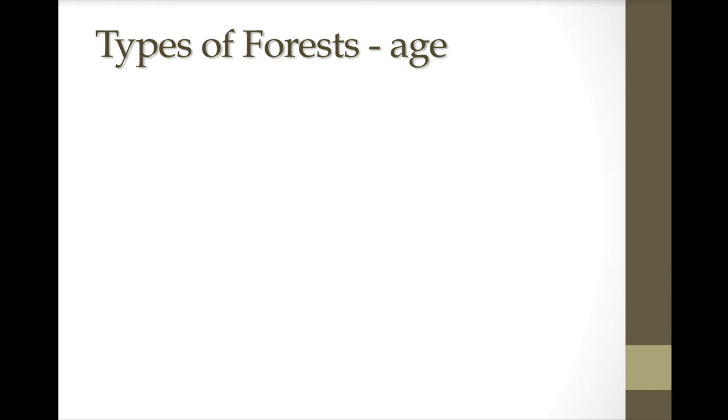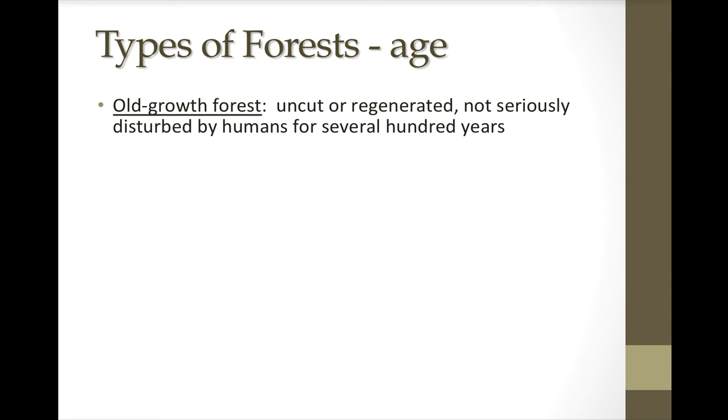Now, forests also vary based on age. The first type is called the old growth forest. These are forests that have not been cut in several hundred years, or they've never been cut by humans. Regenerated means that maybe they were farmed by humans for logs 200 or 300 years ago, but they haven't been disturbed since. And these are typical old growth forests.